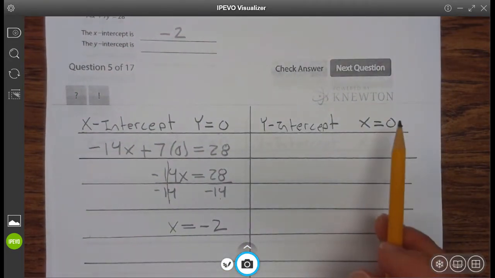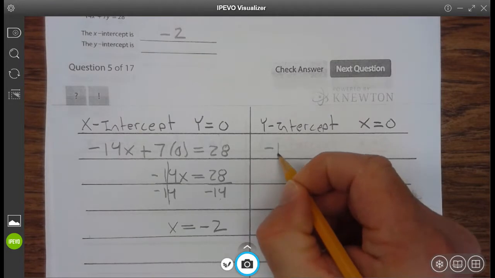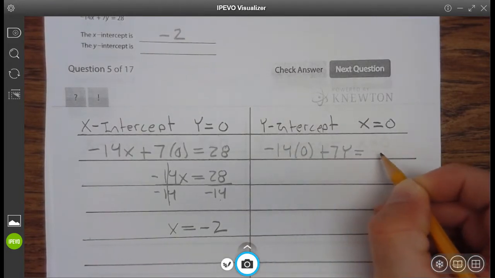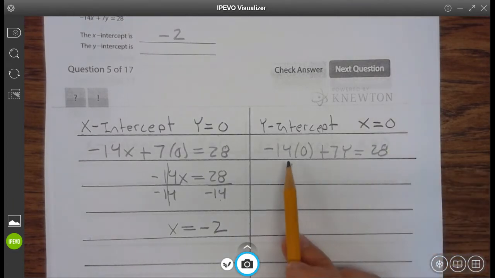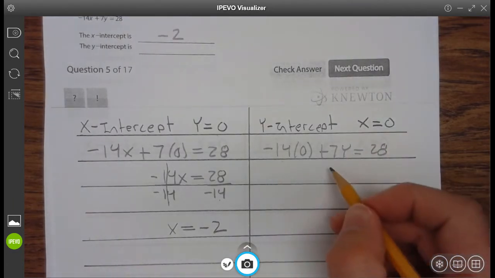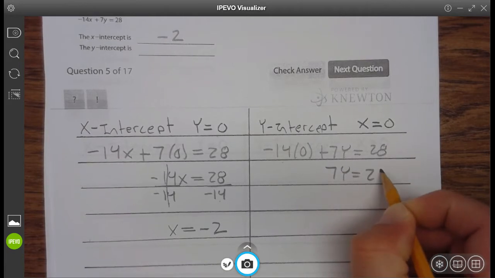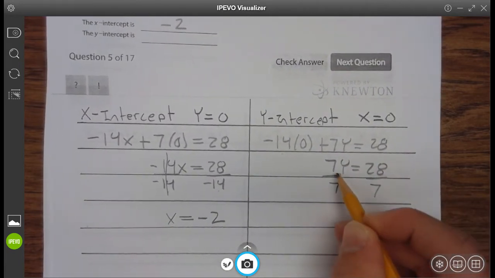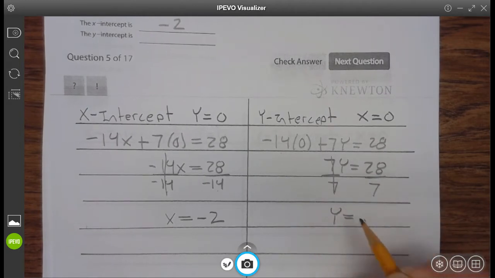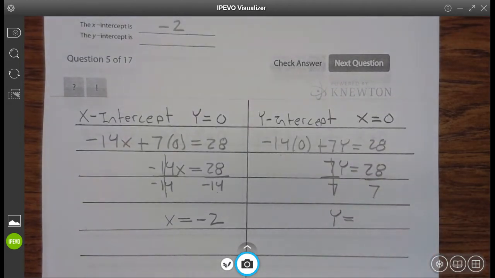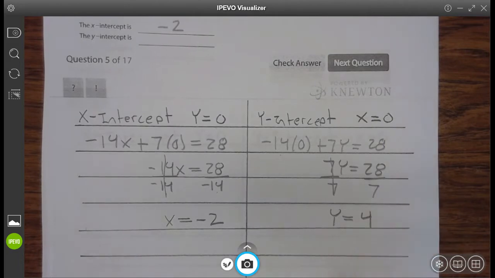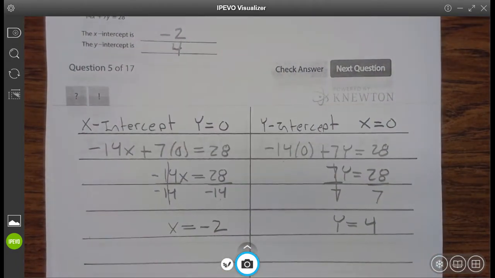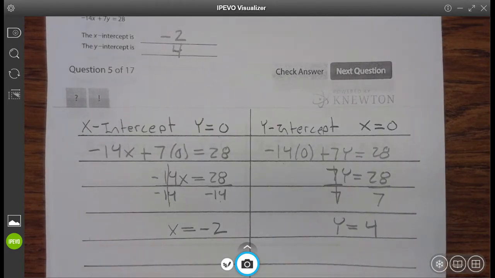Now to find the y-intercept, we're going to plug x equals 0 into the equation. So that's negative 14 times 0 plus 7y equals 28. Negative 14 times 0 is 0, so you're left with 7y equals 28. We're going to solve for y by dividing both sides by 7. 7 divided by 7 is 1. y equals 4, so your y-intercept is 4. Go ahead and finish up example 5.